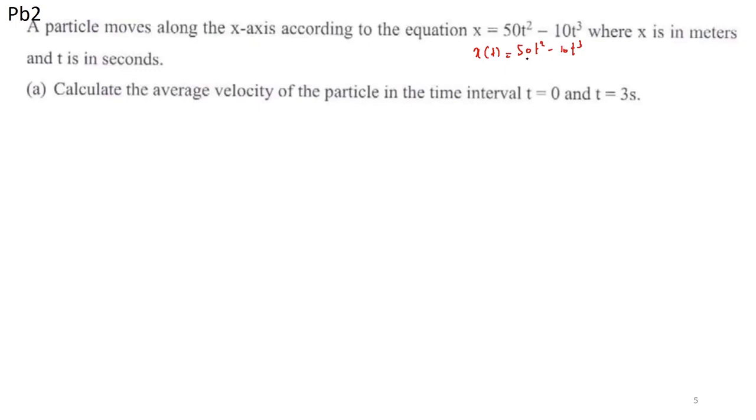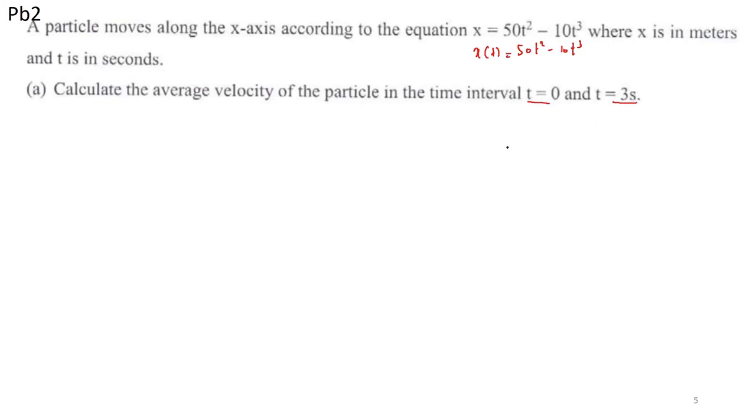So I can ask you, for instance, what is the unit of 50? So 50 should be a length divided by t squared, so 50 is an acceleration actually. This 10 will be a length divided by t cubed, so it's what we call a jerk. Dimensional analysis, but that's not my purpose here. The purpose is: what is the average velocity of the particle between t equals 0 and t equals 3?